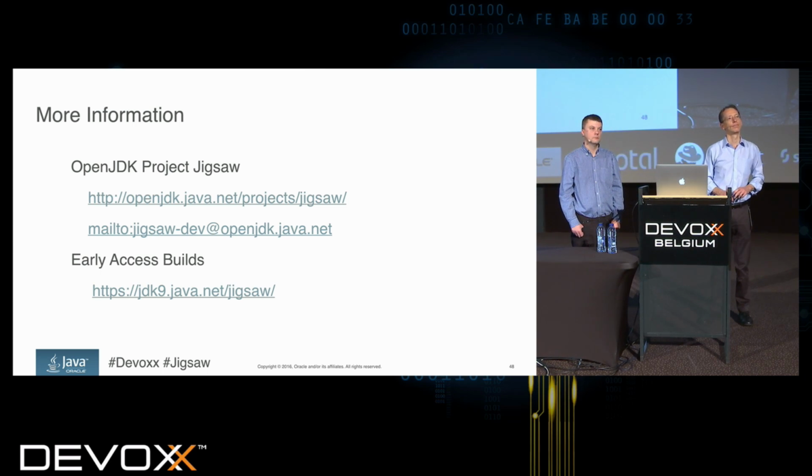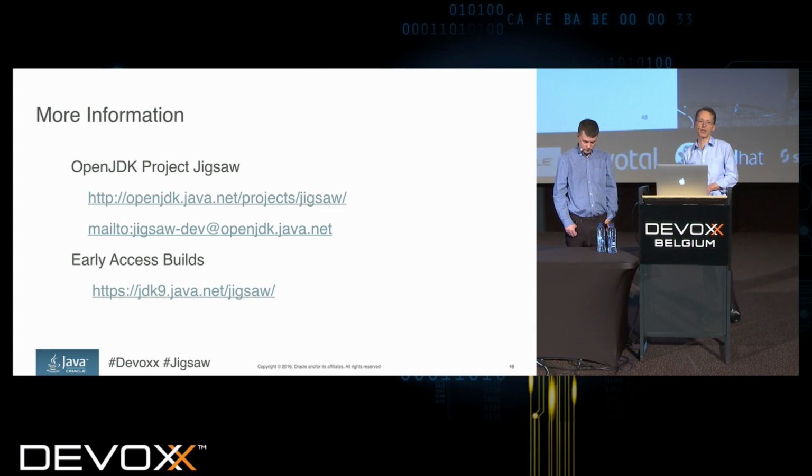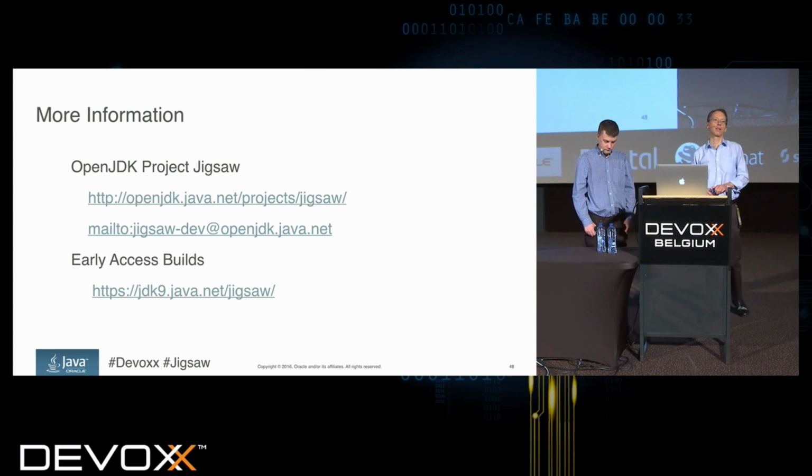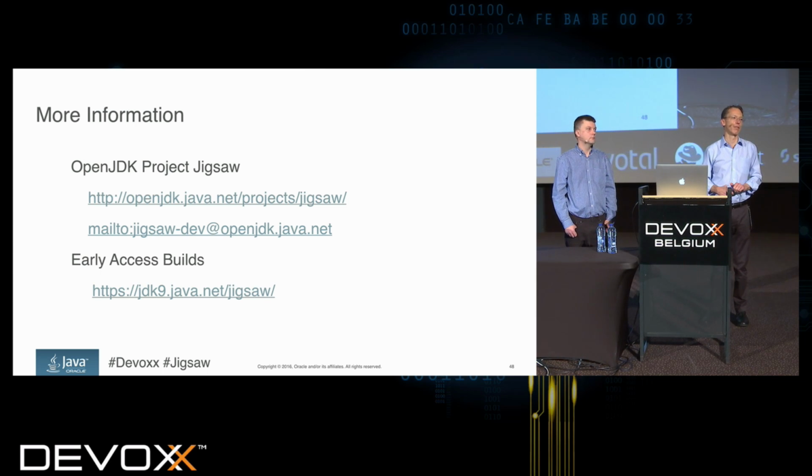But if EE8 runs on JDK 9, would modules be supported? If you write an application using Java EE7 or Java EE8, it will run perfectly well on Java SE9. It'll be completely unaware of the fact that there are modules under the covers. Okay, thank you.